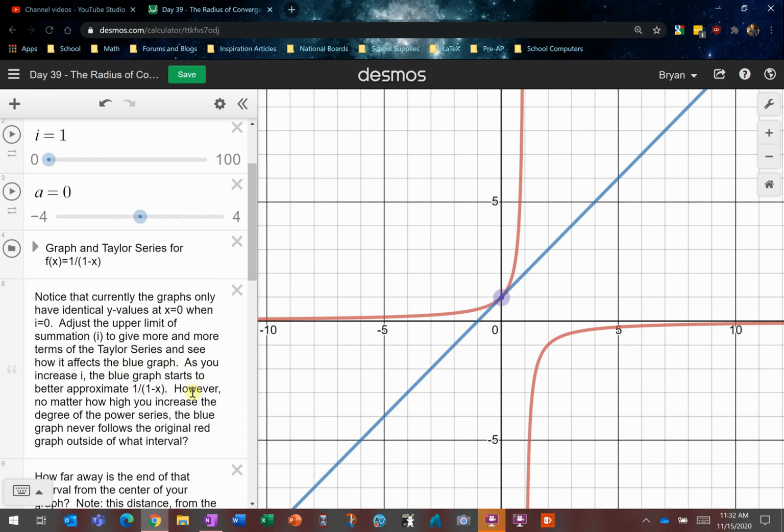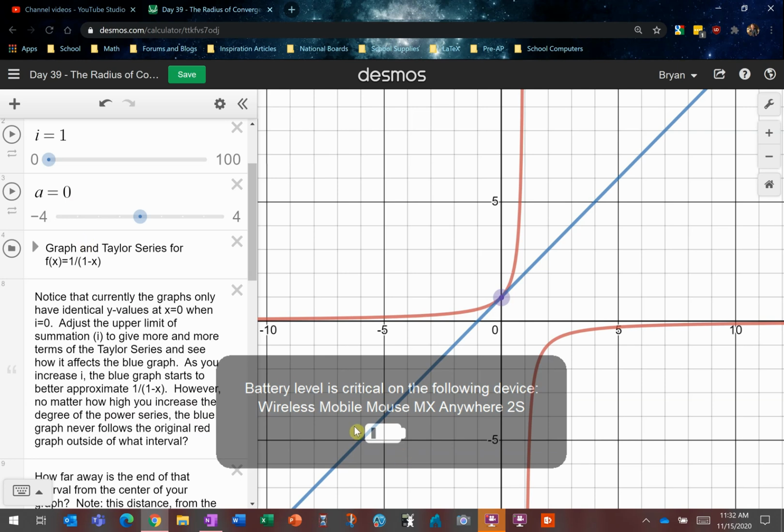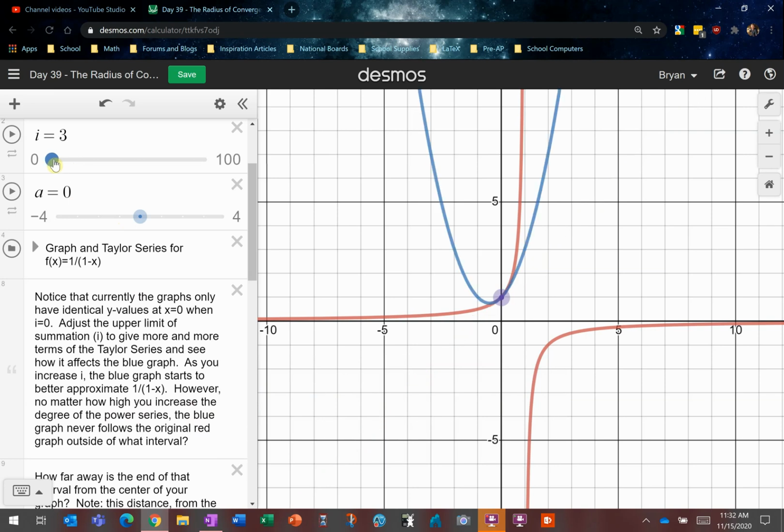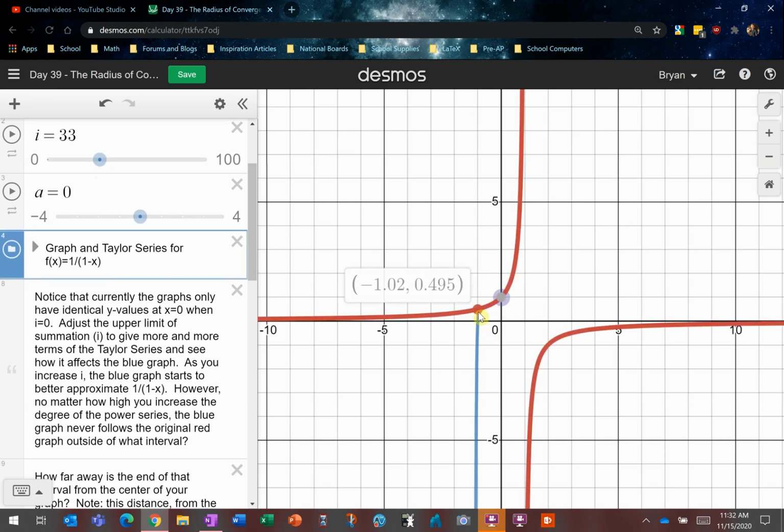As we increase I, the blue graph starts to better approximate this. No matter how high you increase the degree, though, the blue graph never follows the original graph outside of what interval? Oh, battery level's critical. Well, hopefully it'll survive. If not, I will be okay. So I'm going to go ahead and start to increase this, and notice we see the blue graph is getting closer and closer to our 1 over 1 minus x, but it looks like it's hit a wall, and it's actually hit 2 walls. It looks like it never is going past, about an x value of -1, and it also is never jumping over to +1. It looks like it's constrained between -1 and +1.